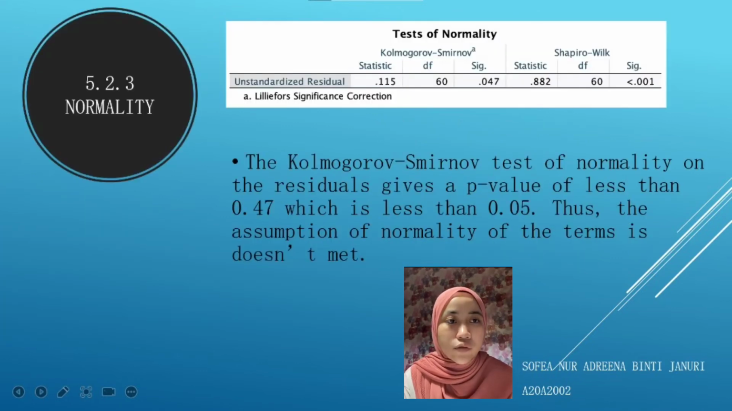For the test of normality, after standardizing, the Kolmogorov-Smirnov test of normality on the residuals gives a p-value of less than 0.047, which is less than 0.05, significant. Thus, the assumption of normality of the terms is not met.